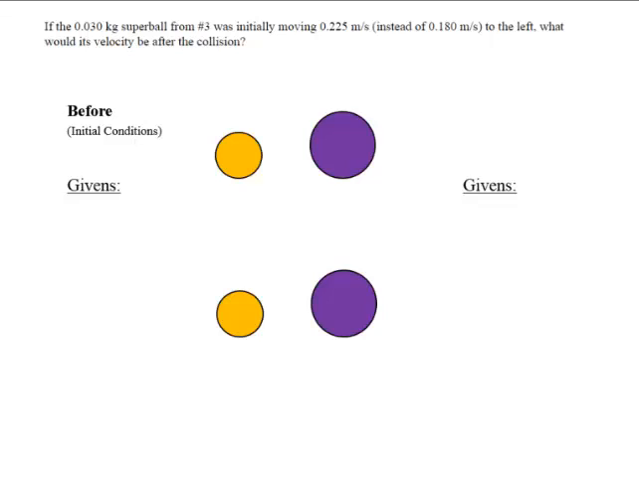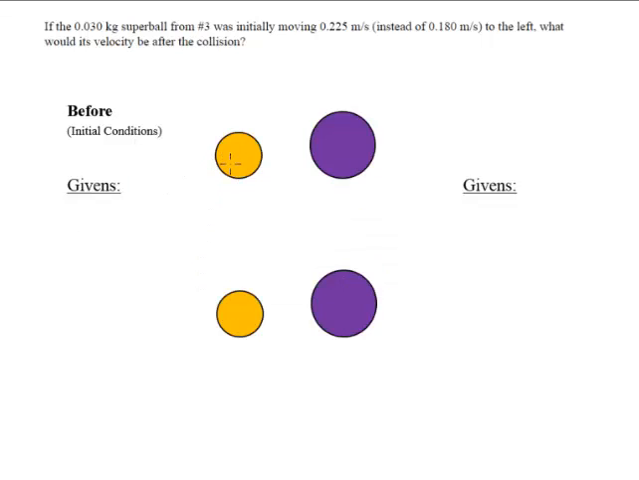What would happen if the superball from number 3 was initially moving at 0.25 meters per second to the left? What would the velocity be after the collision? Well, I have lots of information that I can reuse.